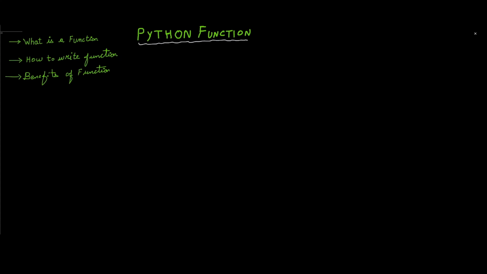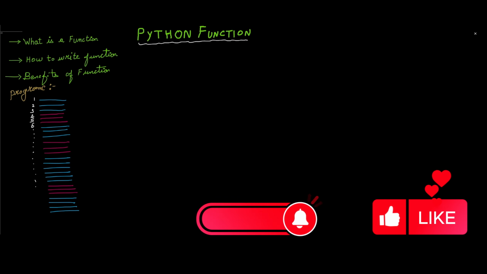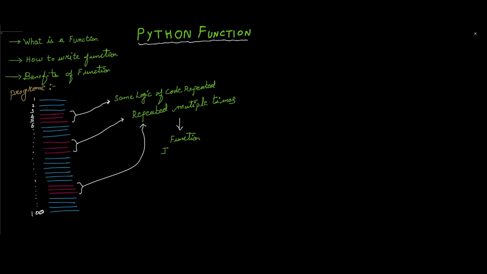Okay. Let's assume I'm writing a program. These are the lines in that program. The blue color and the red color lines are there, and the line numbers go from 1 to 100. Later, I realize that the red color lines are statements that have been repeated multiple times in my code. So this code is eligible to participate in creating a function.